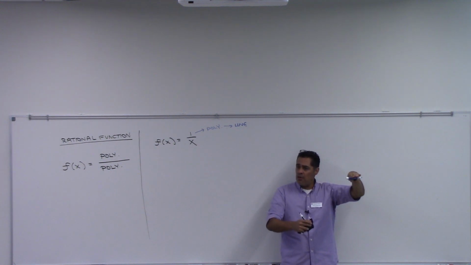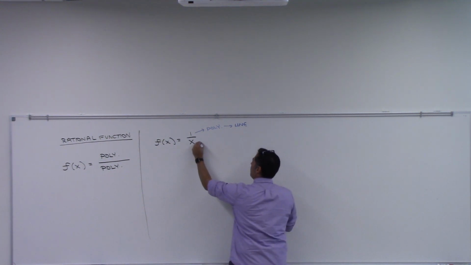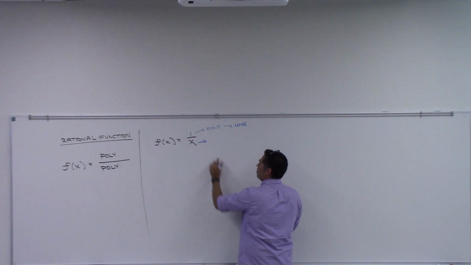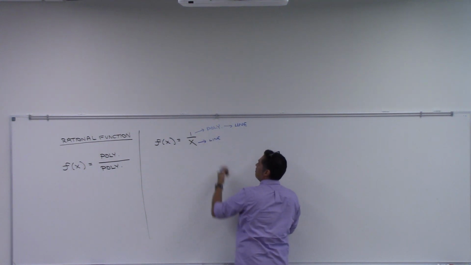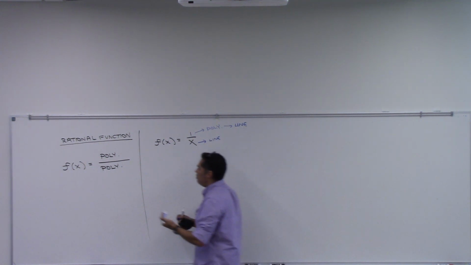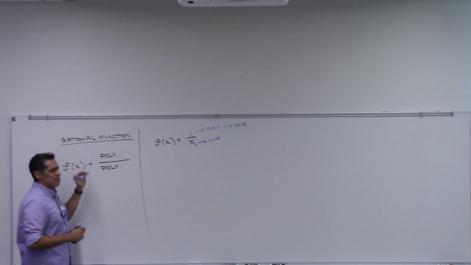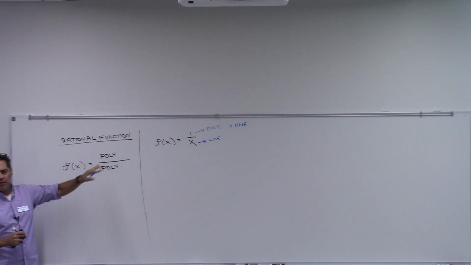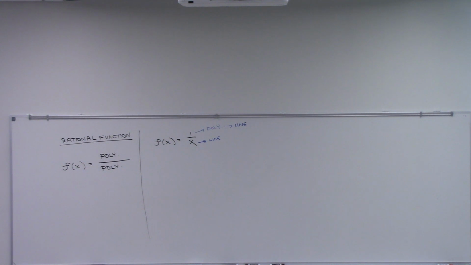Linear functions are polynomials. And on the bottom, that's just what? X? That's another line, isn't it? Which is a polynomial. So do we have a polynomial divided by a polynomial? Yeah, this is like a super simple one, all right? Hey, what happened? Come back.